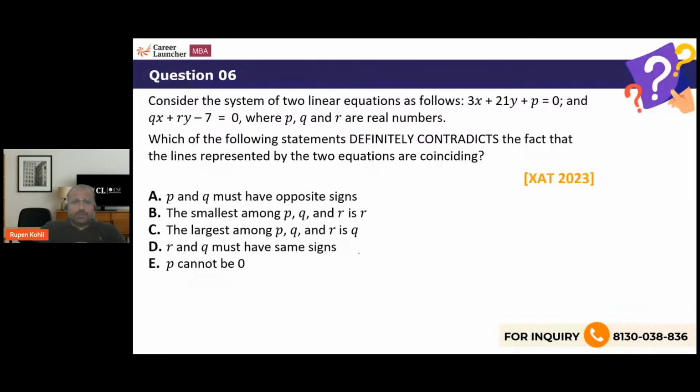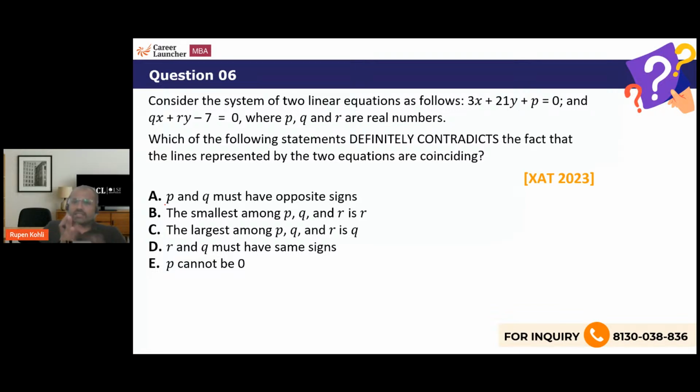All right, next problem is on similar lines. This is a ZAD problem, recent problem. ZAD is known to give quite logical problems. Now, let's see here. You can see the options are quite illustrative, right? The question is asking: consider the system of two linear equations as follows, with P, Q, R, and which of the following statements definitely contradicts the fact that the lines represented by the two equations are coinciding.